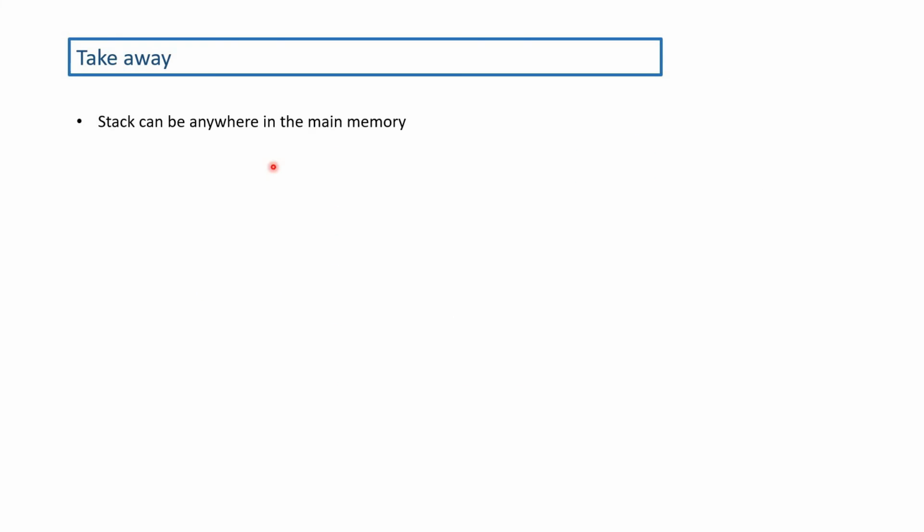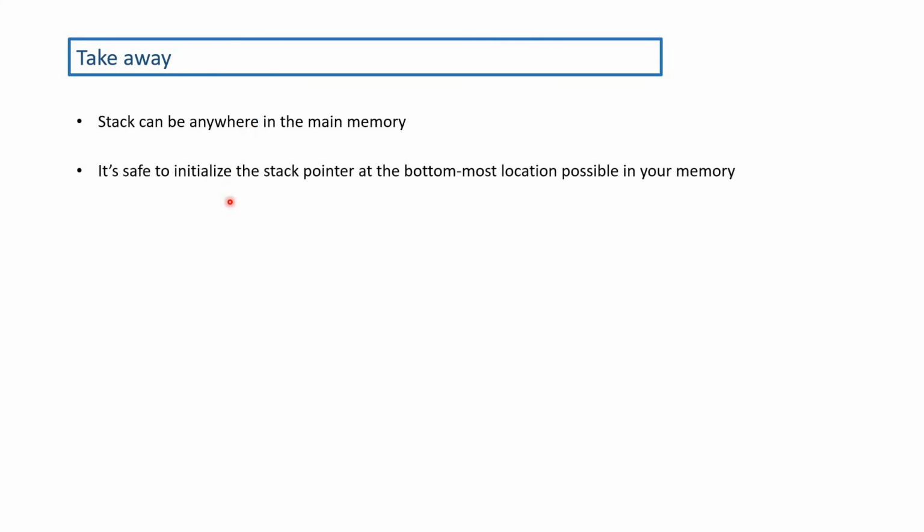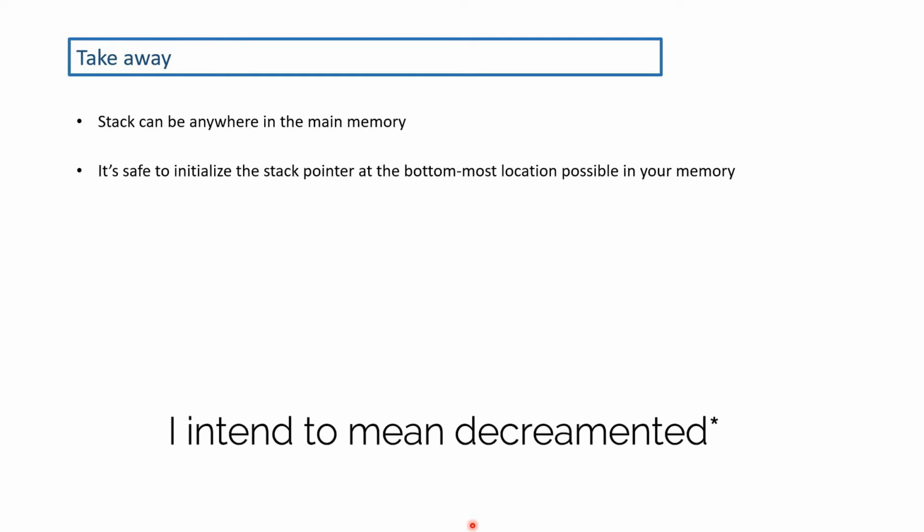Let's wrap up this video. So stack can be anywhere in the main memory. That completely depends on the programmer. That means where you are initializing SP, depending on that, stack gets initialized. Second, it is safe to initialize the stack pointer at the bottommost location possible in your memory, as you have already seen, that main memory gets incremented downwards and stack memory gets incremented upwards.